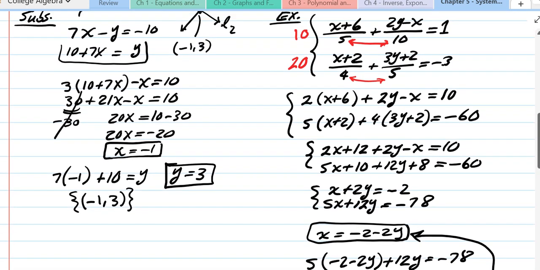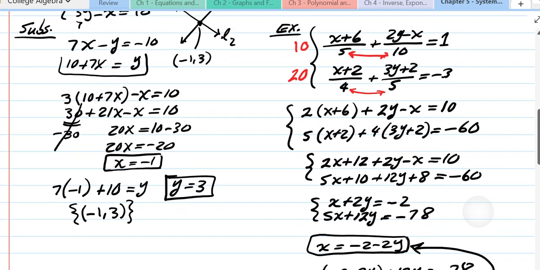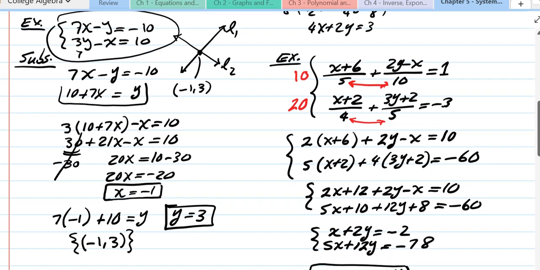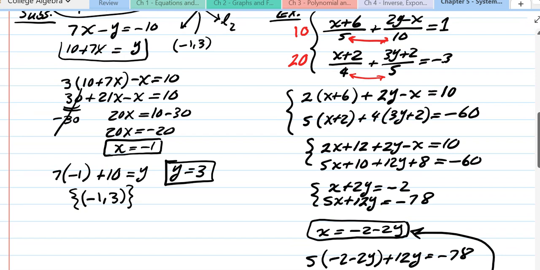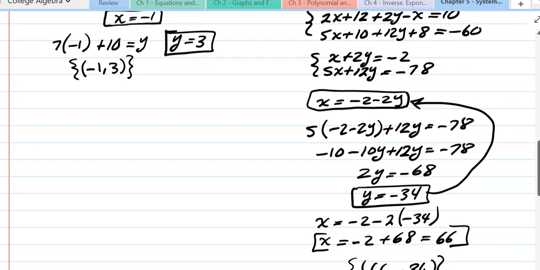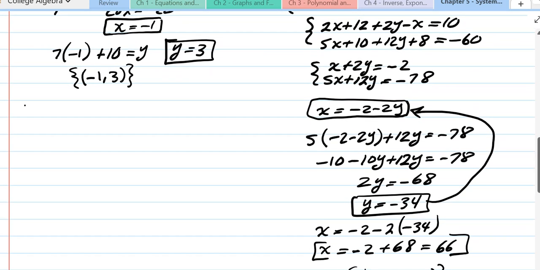Now let's solve another system. In fact, how about this one? 7x minus y equals 10. 3y minus x equals 10. The first one was negative 10. Okay, I'm going to use this time the elimination method, an alternative to substitution for solving systems.